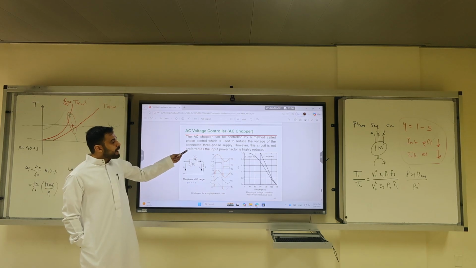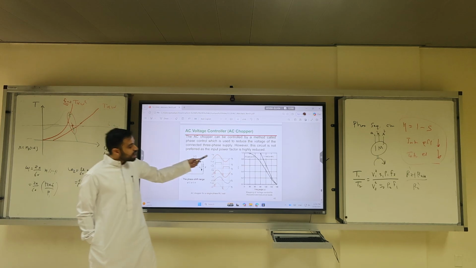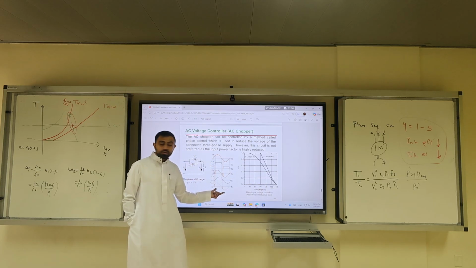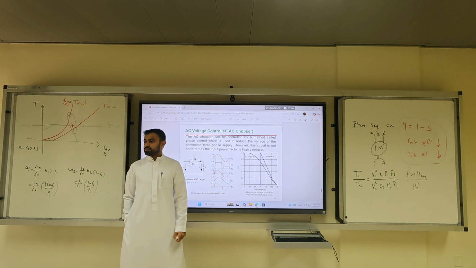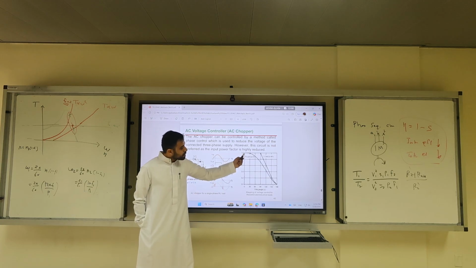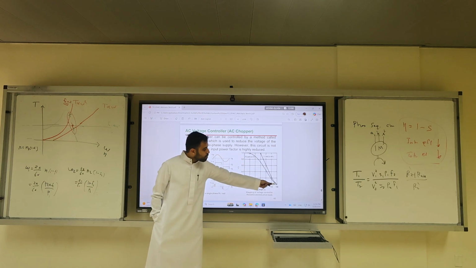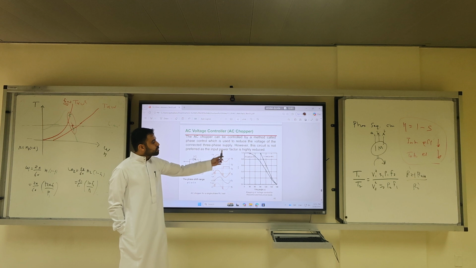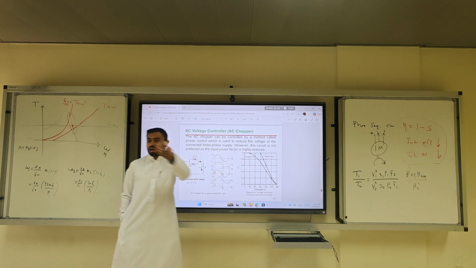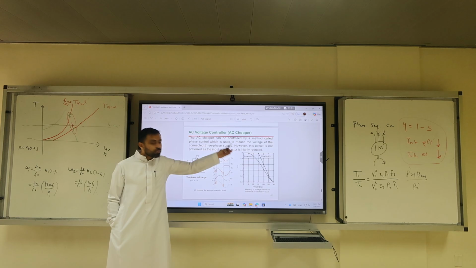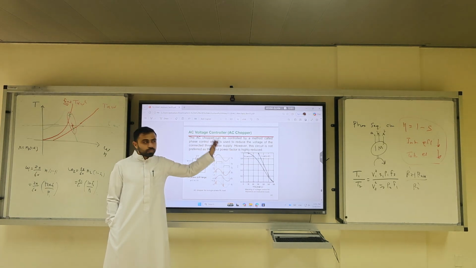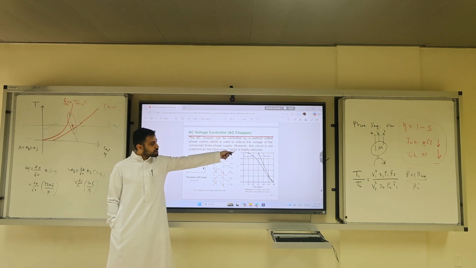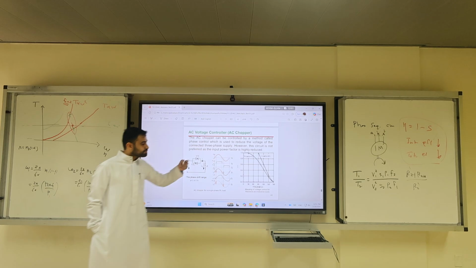However, this circuit is bad. Why is it bad? Because if you increase the firing angle, you reduce the voltage, and you reduce the power factor. Whether it's a resistive load or an inductive load, with the thyristor, if you increase the firing angle, you reduce the power factor. The power factor is highly reduced. Again, this is one of the questions that you have to memorize for the test. Put these slides in ChatGPT and ask it to give you MCQs. Trust me, ChatGPT will give you a question about power factor.